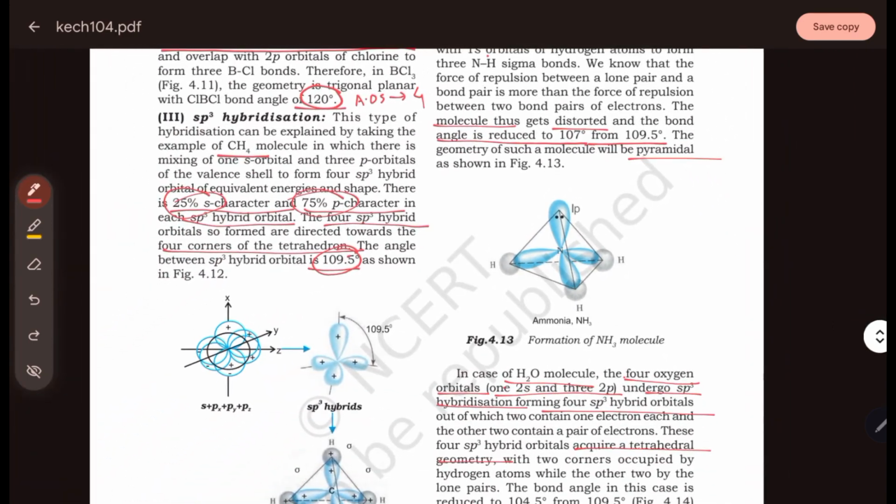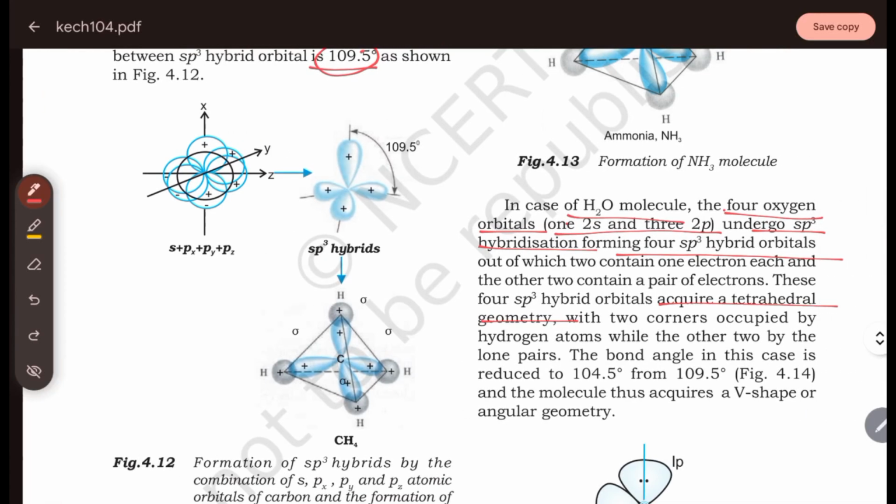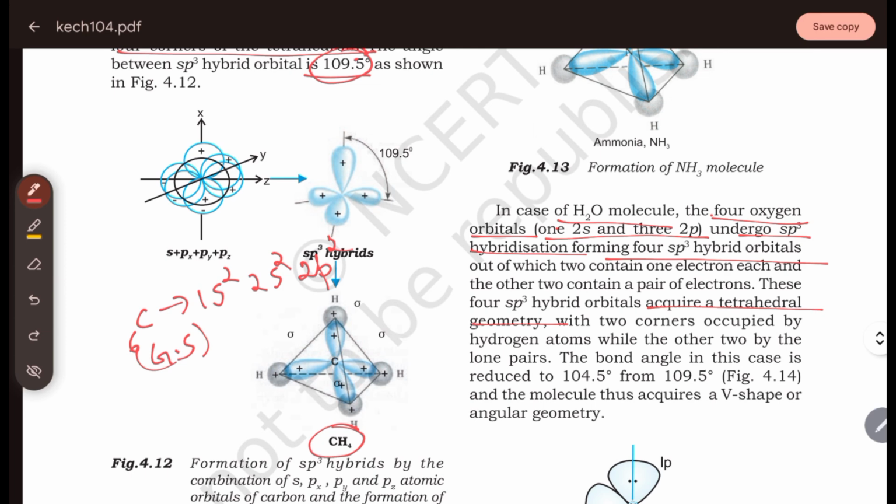So we can see two cases over here. First we can see CH4 neatly. Carbon has 4 unpaired electrons in the excited state. Why? Because carbon has atomic number 6. So the ground state electronic configuration is 1s2, 2s2 and 2p2. Here 2s has 2 paired electrons, and 2p has single electrons, like this.